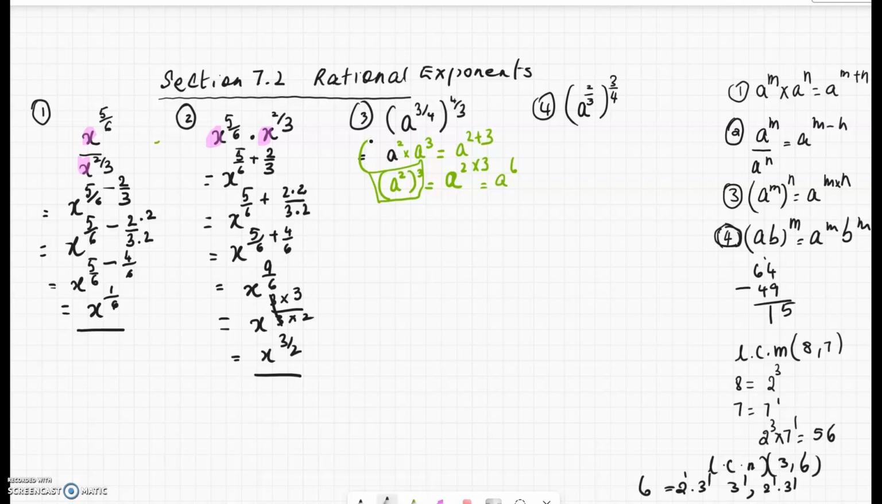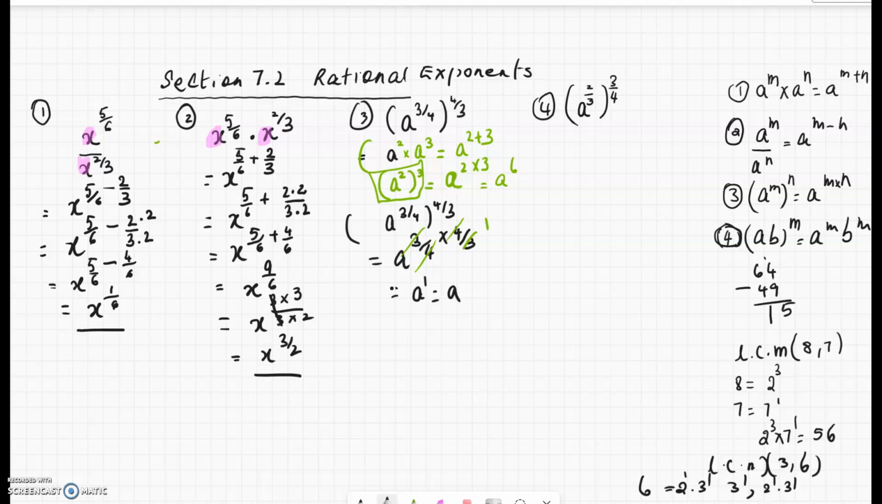Now let's look at this problem. A to the 3/4 whole to the 4/3 is a to the 3/4 times 4/3. We cancel common factors and we are left with a 1. So that is a to the 1, which is just a.